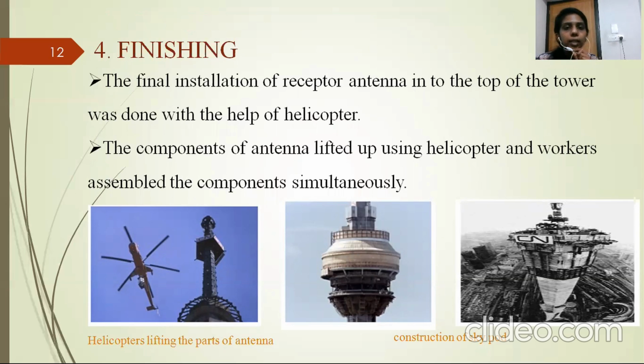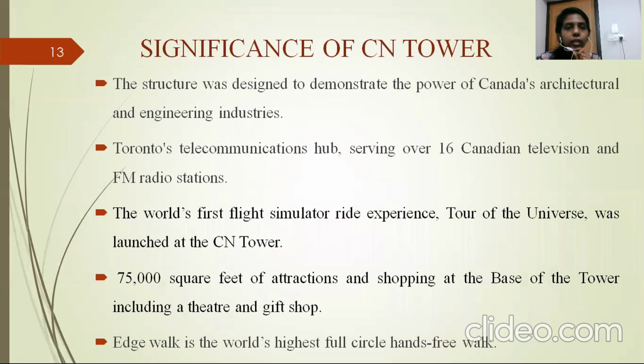These raised parts like antenna and antenna components were assembled by the workers simultaneously and completed the work. The figure shows the helicopter which was used to raise the parts of the antenna to the top of the tower. Then that's all about the construction. The CN Tower took 4 years to complete its construction, and when the construction was finished, it was the tallest building in Canada.